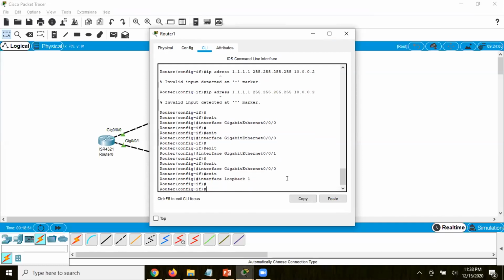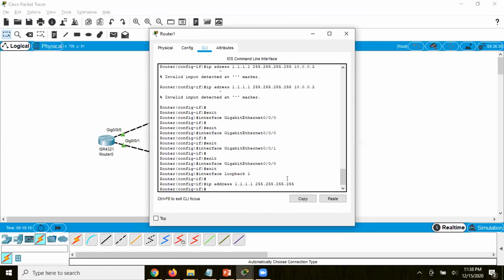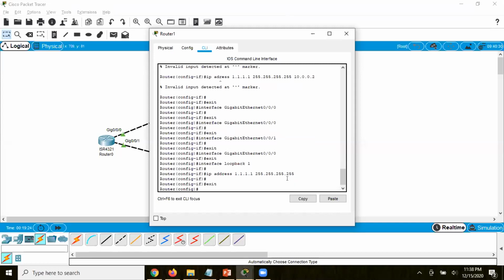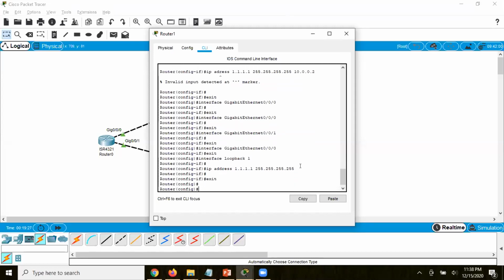Yes, now run the IP address. Address filling, ADD. One, one, one, and subnet mask. Enter. Yes, exit. And now router two. That's it. Close this and go to router two.